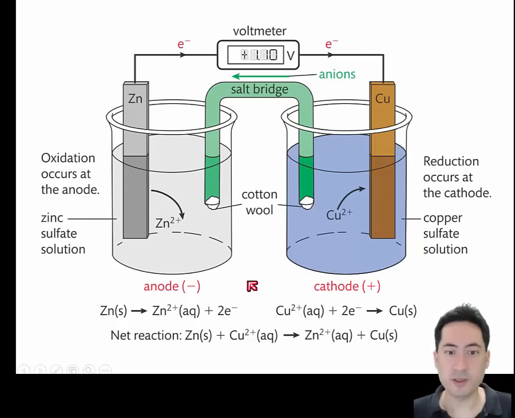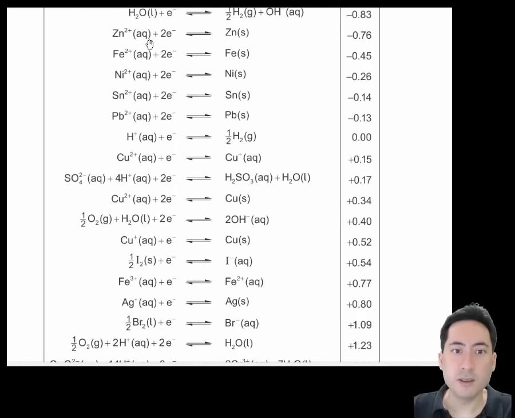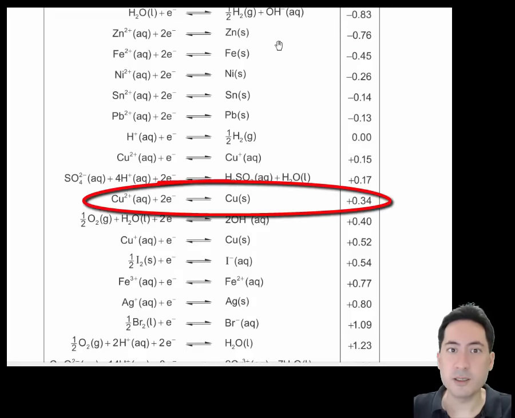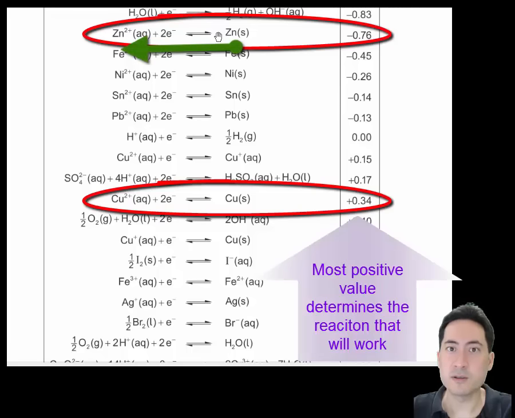You may be asked for this specific example. I would go to the data booklet, have a look at the one that is the most positive, and that will be the one that works in that situation, whether it's a reduction table or an oxidation table. So if I look at the data table here, we see copper here is plus 0.34 and zinc is minus 0.76. So in this situation, that's not going to work. It's going to turn around, so the zinc is going to lose electrons.